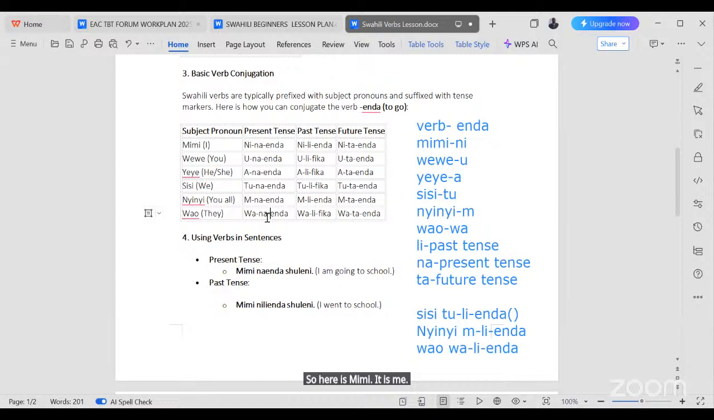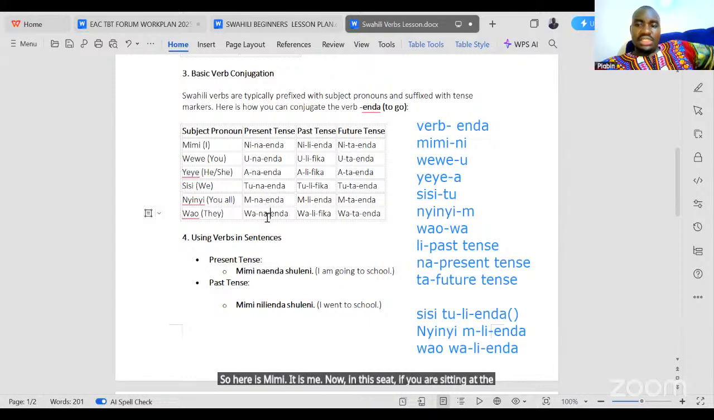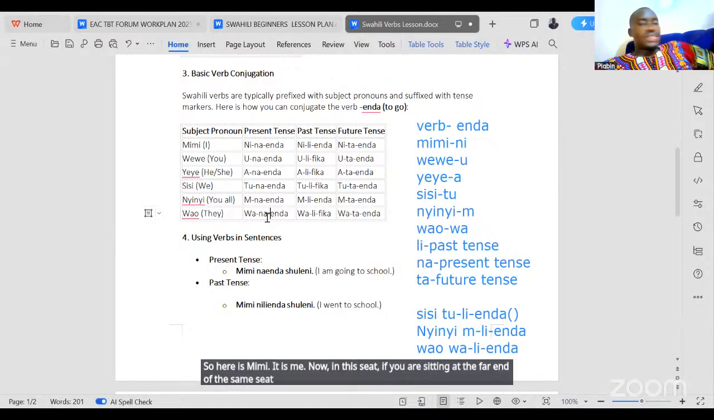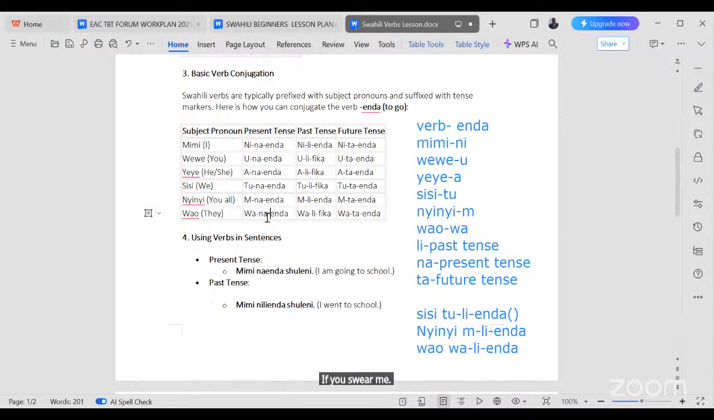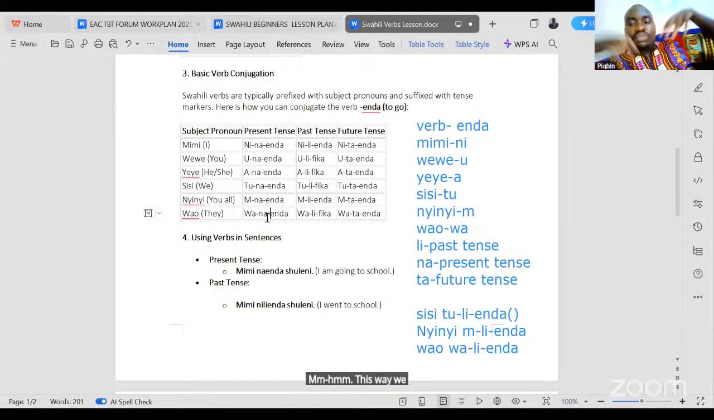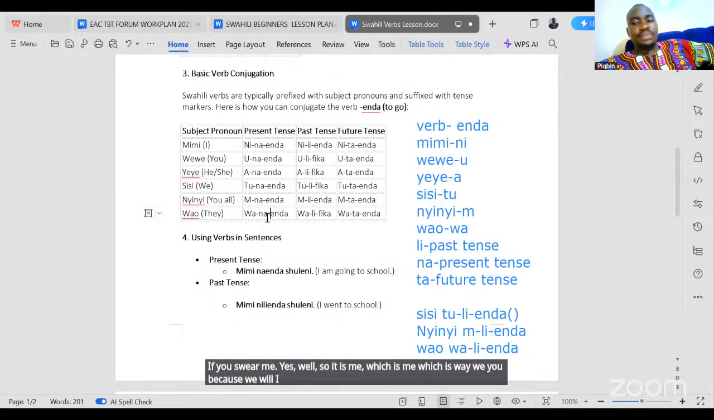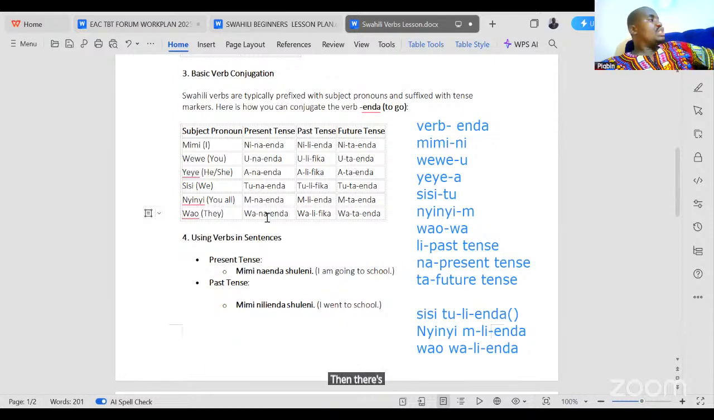Now in this seat, if you're seated at the far end of the same seat, you're the second person next to me. It is wewe. So it is mimi, which is me, and wewe, which is you. I can see you're in the same location, but not where I'm sitting. You're in the far end, so you are the second person. That's why we say second person pronoun. So it is wewe.